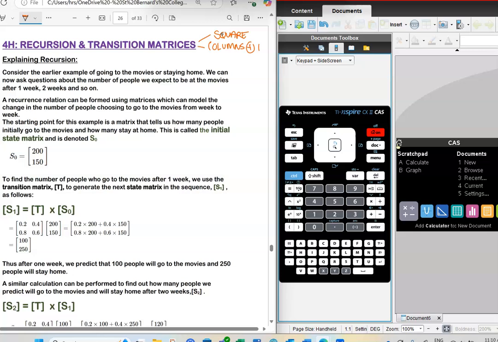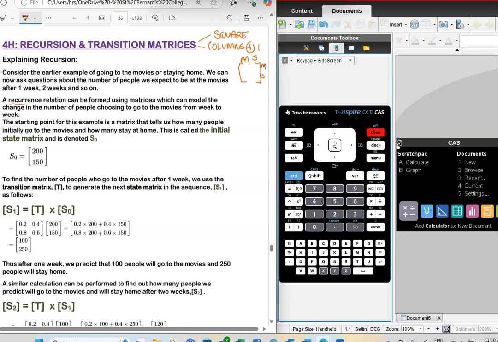So let's have a look at what we said. So consider the earlier example of going to the movies and staying home. So we talked about having a transition, and we said they went on a Saturday night, it was movies or stay at home. And we worked out that transition. So we now ask questions. We're going to get told how many people were at each of those, and we want to know what's going to happen in the next week or in the next 2 weeks. How many are going to be at the movies or how many are going to be staying home.